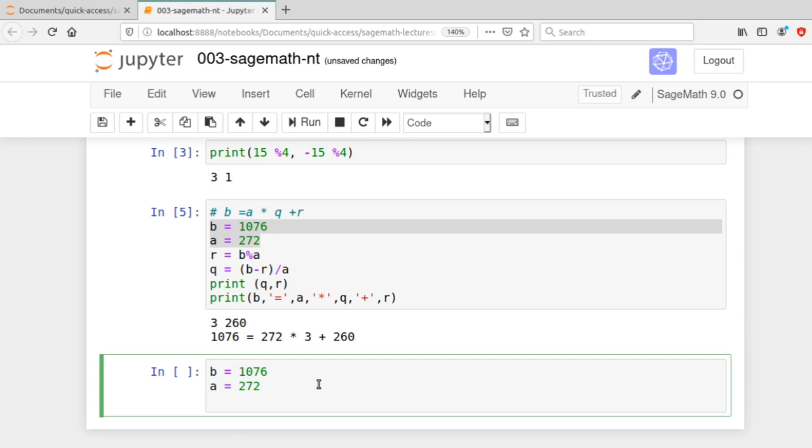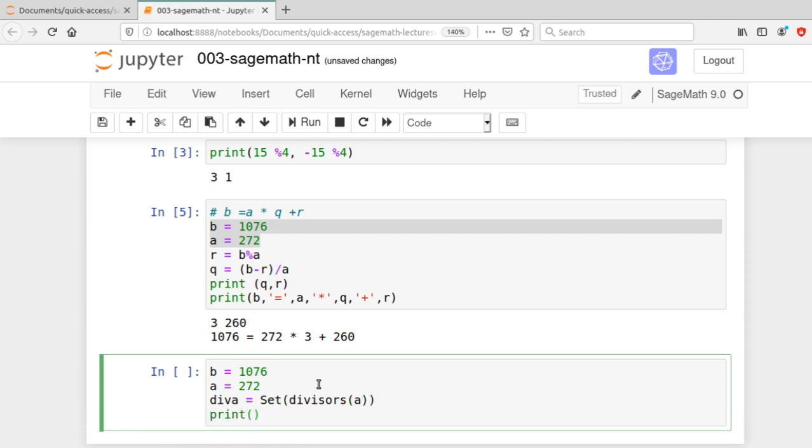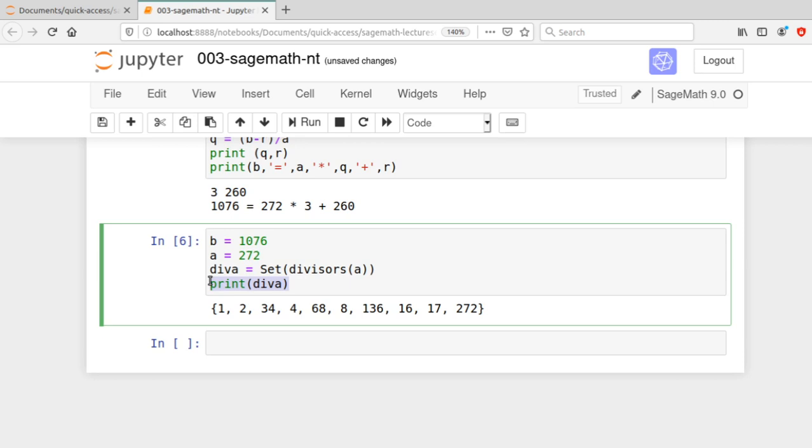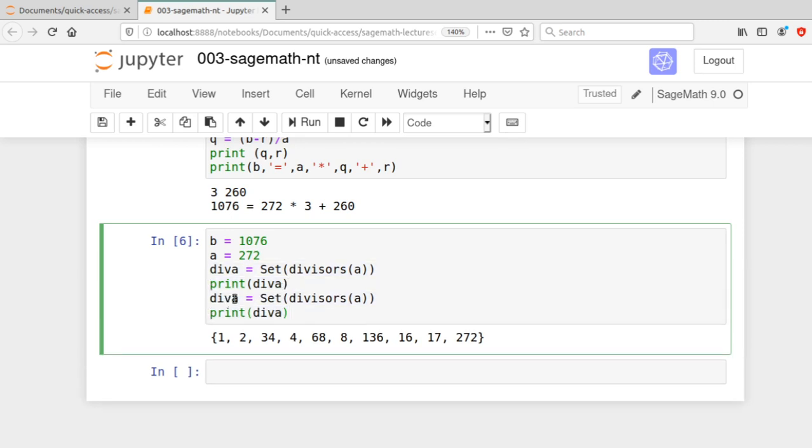We are going to take the set of all divisors of a, and let us call it div a, and we are forming that set. Divisors is a special function. Set is another function. The set of all divisors of a we found. So let us print and see how it looks. Divisors of a, here it is: 1, 2, 4, etc. Now we are going to find the set of all divisors of b also. So just change a to b.